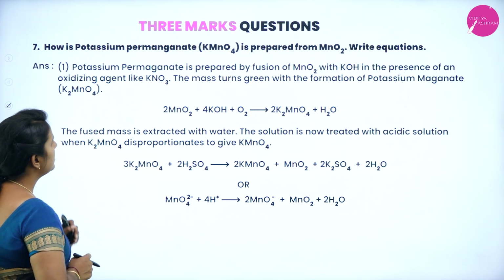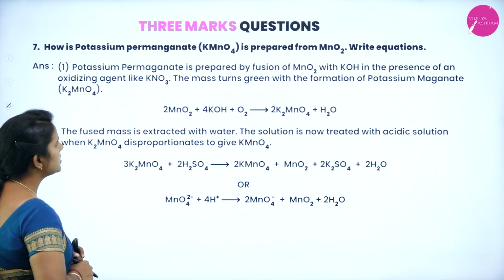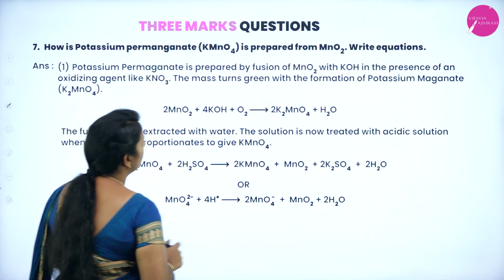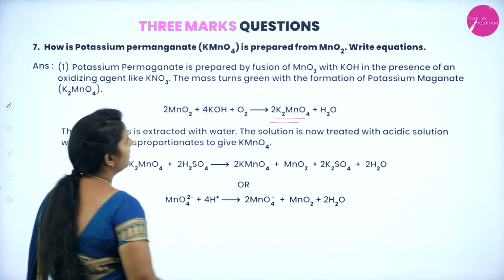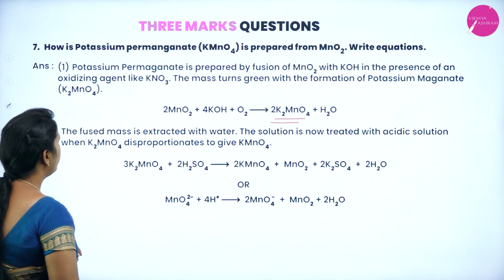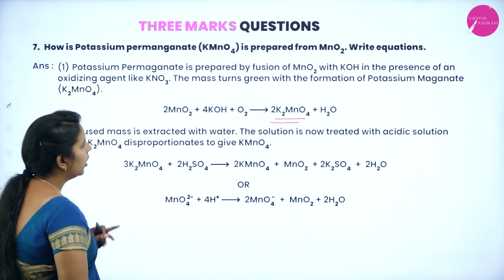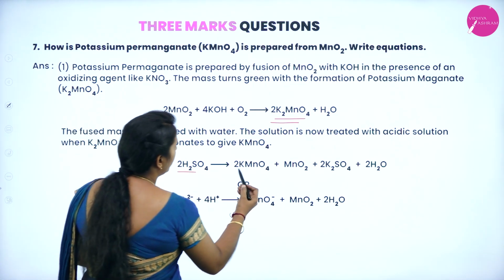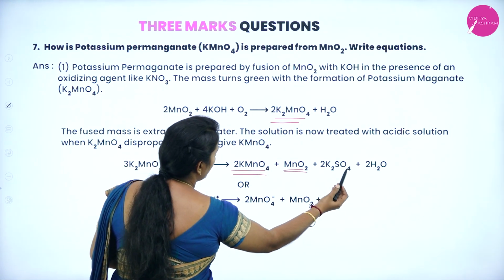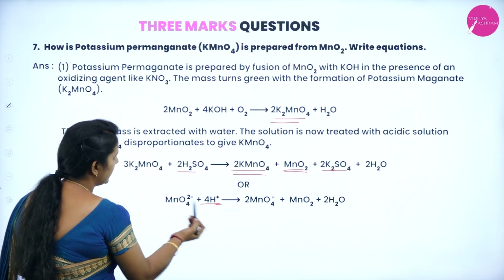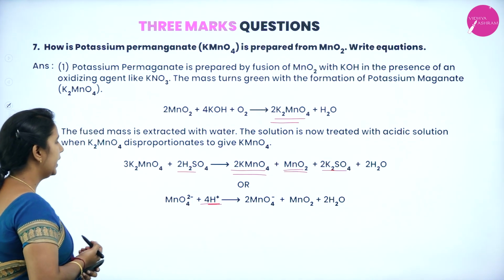Potassium permanganate is prepared by the fusion of manganese dioxide with potassium hydroxide in presence of oxygen to give potassium manganate. This fusion mass is extracted with water, and later treated with or acidified with H2SO4 to give potassium permanganate, with manganese dioxide and potassium sulfate formed. Either you can show this reaction by showing the acidification, or you can directly show it with the H2SO4.